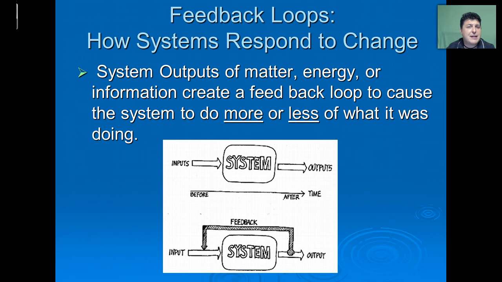Now, systems respond to changes using feedback loops. In a feedback loop, a system's outputs of matter, energy, or information are going to create a feedback loop that's going to instruct the system to either do more of what it was previously doing or to do less, to either amplify the change or to try to correct that change and go back to our normal set point.